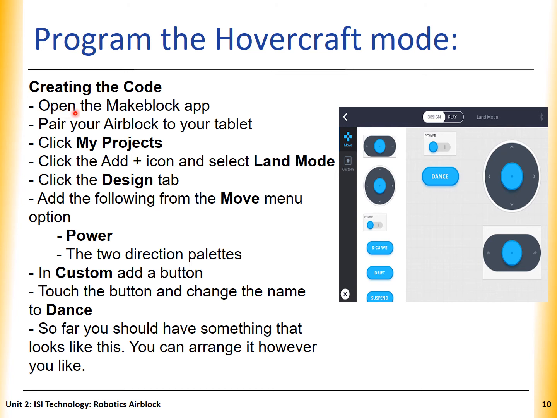Creating the code. Open the Makeblock app. Pair your Airblock to your tablet. Click My Projects. Click the add plus icon to select land mode. Click the Design tab. Add the following from the Move menu option: the power over here, and the two direction palettes. In custom over here, add a new button, which is this one, and rename it to dance. So far, you should have something that looks like this one. Let's continue.